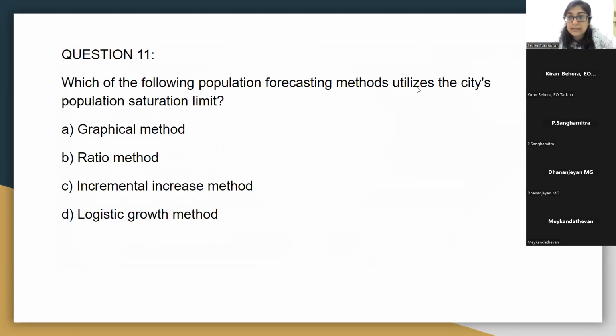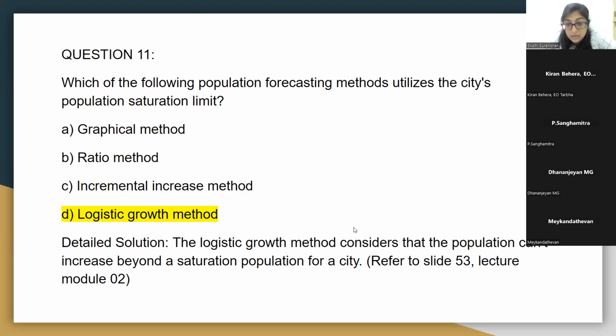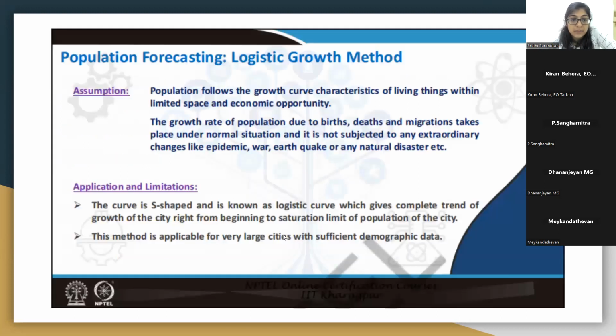Now, which population forecasting method utilizes the city's population saturation limit? Okay, Kiran has said B. We'll move on. It is the logistic growth method. Logistic growth method considers that population can't increase beyond the saturation population. So it is this method which makes use of the saturation limit. This method follows an S-shaped curve, like all the logistic growth curve methods.